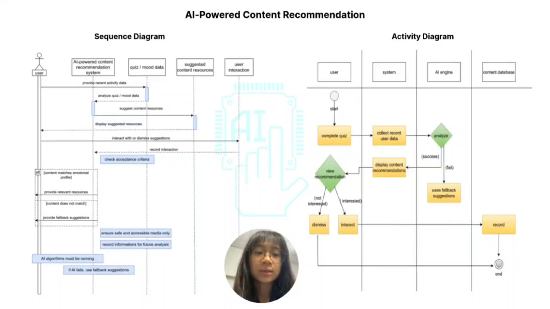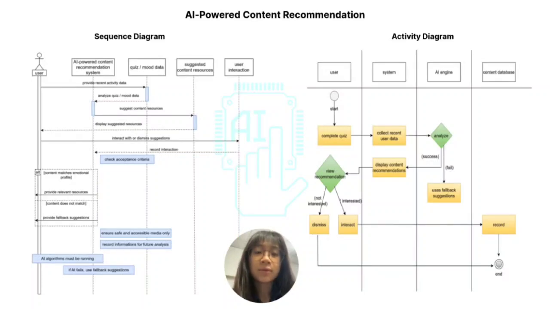The AI engine analyzes this data to figure out what kind of mental health content would be most helpful. Once the suggestions are ready, the AI sends them back to the system. The system then displays the recommendation to the student. The student can choose to bookmark or ignore any of the recommended content. Finally, the system saves the student's response for future improvement and tracking. This sequence diagram ensures that the content a student sees is personalized, timely, and helpful.